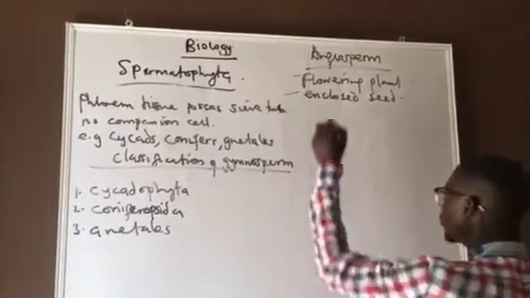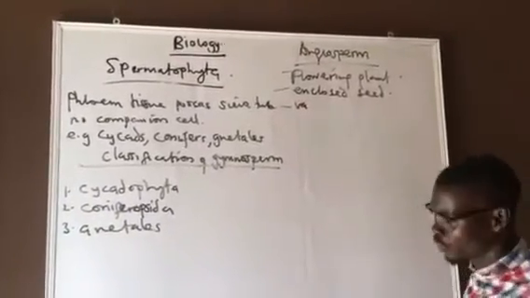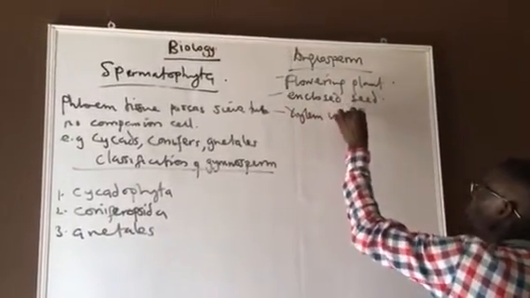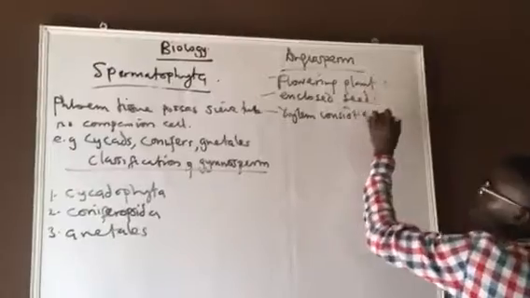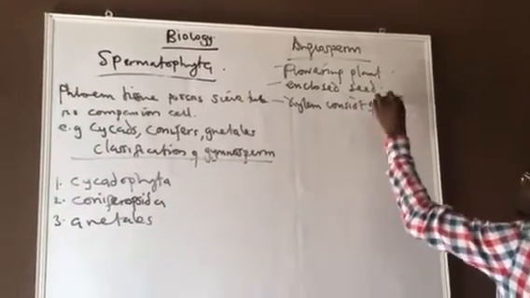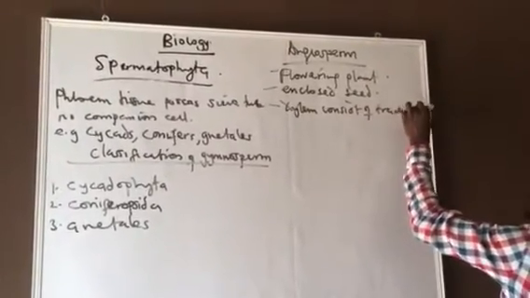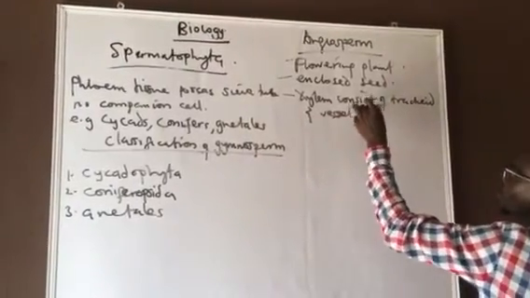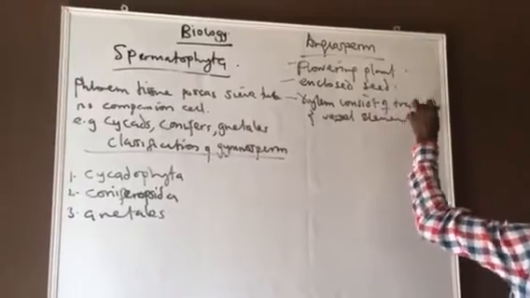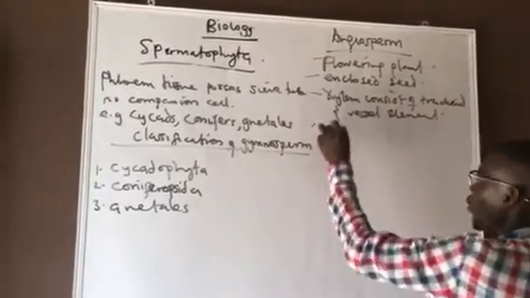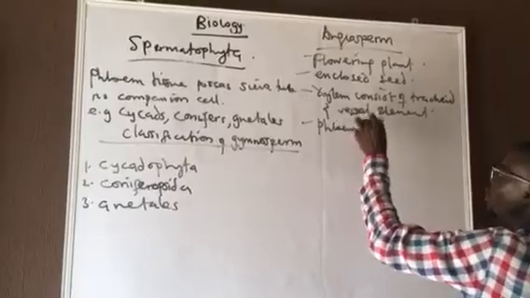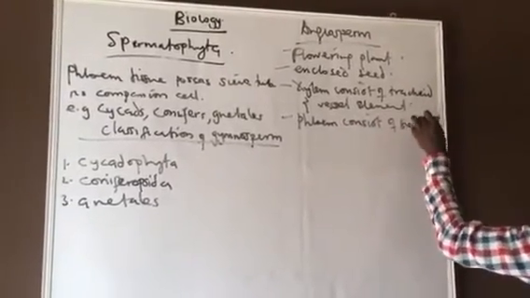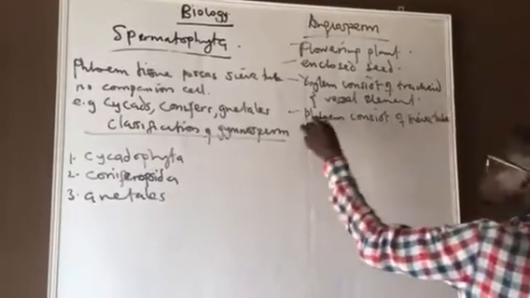Then let's talk about their vascular tissue. The xylem consists of trachea and vessel element, unlike the Gymnosperm, whereas the phloem consists of sieve tube and companion cell.